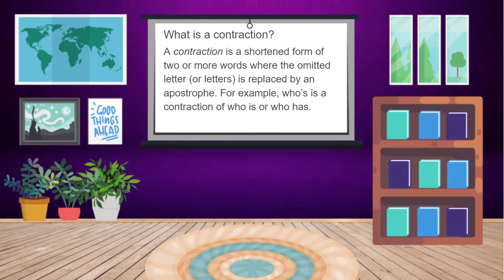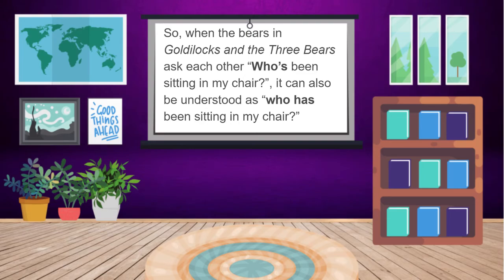What is a contraction? A contraction is a shortened form of two or more words where the omitted letter or letters are replaced by an apostrophe. For example, who's is a contraction of who is or who has. So, when the bears in Goldilocks and the three bears ask each other, who's been sitting in my chair? It can also be understood as who has been sitting in my chair.